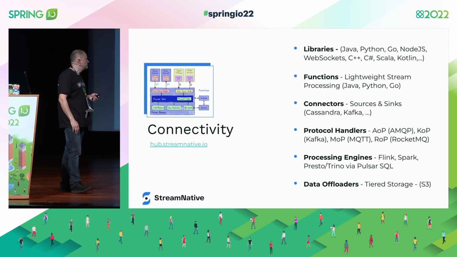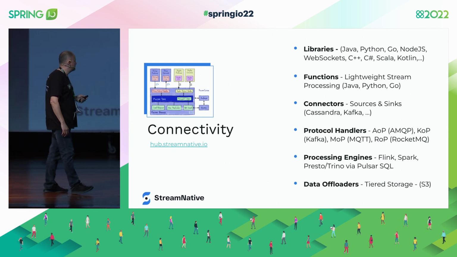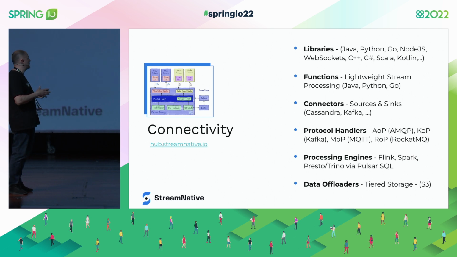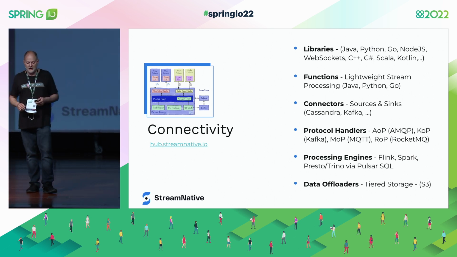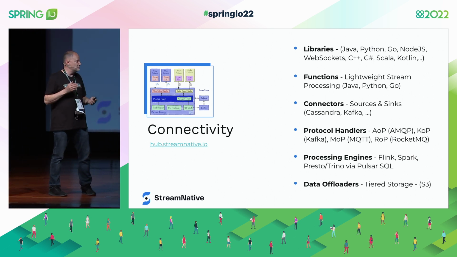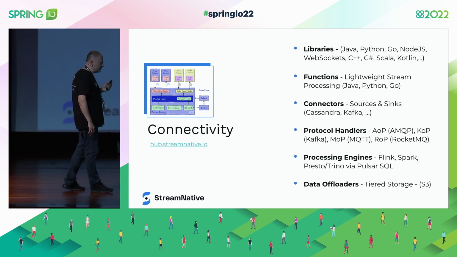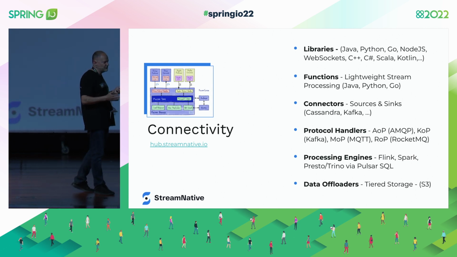Node.js, Go, WebSockets. Pretty straightforward. The top three, Java, Python, and Go, are very well supported, part of the main project, have a lot of examples, very performant. The Go one is pretty fast. We support lightweight streaming functions.